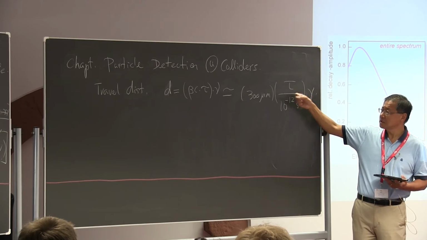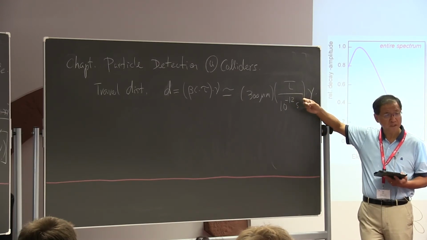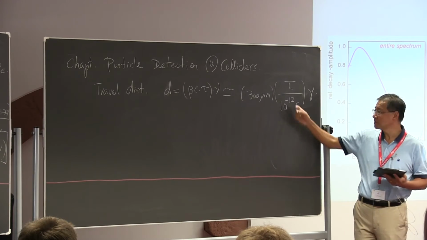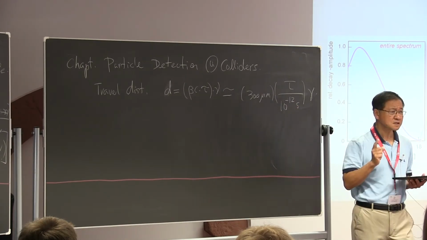Therefore, this is a dividing quantity. How the particle will behave will be observed in our detector environment. So remember this 10 to the minus 12. Remember what is a 10 to the minus 12?